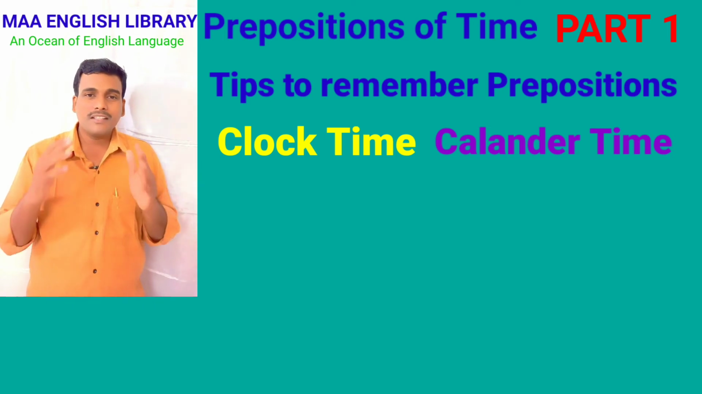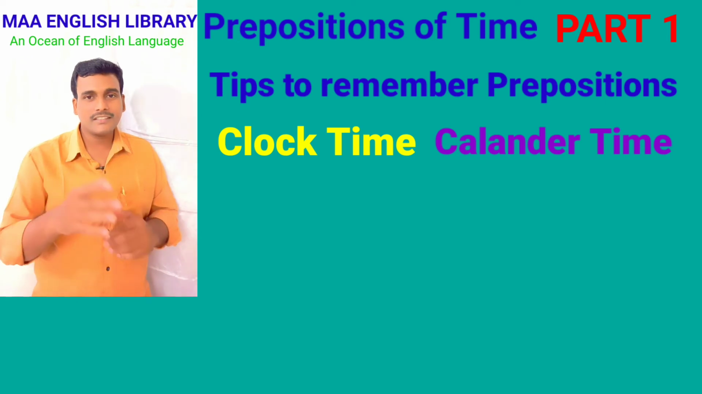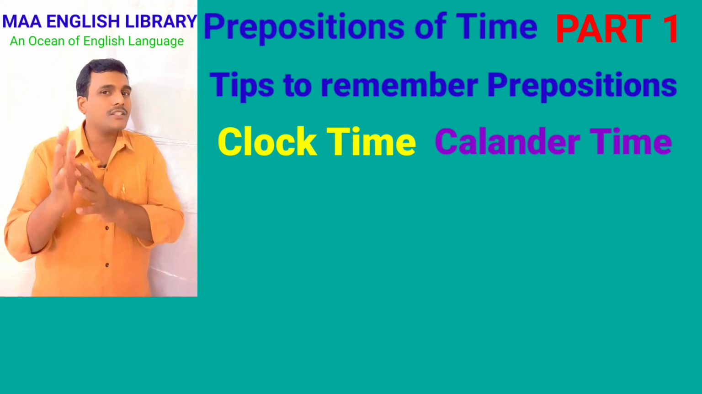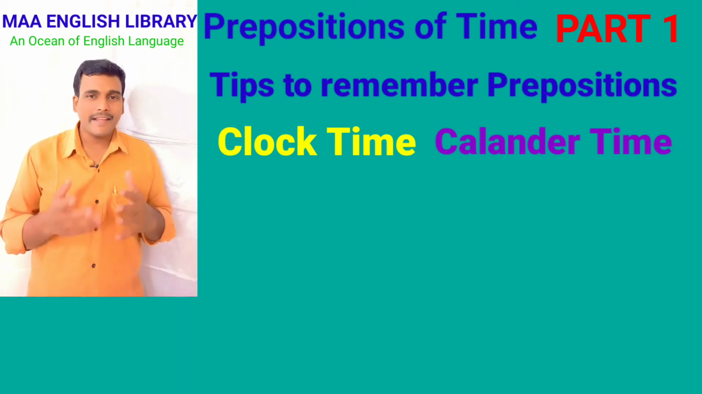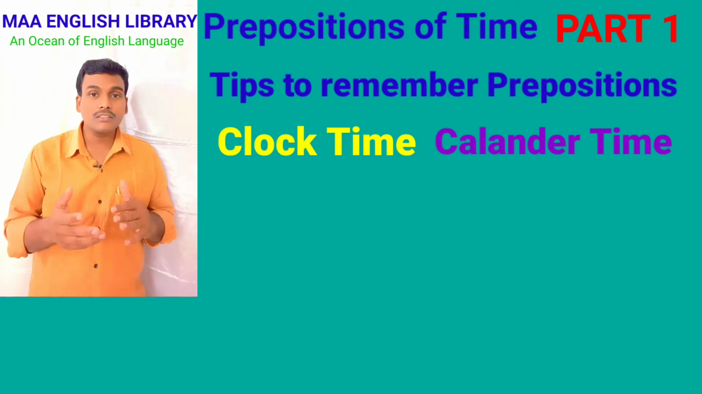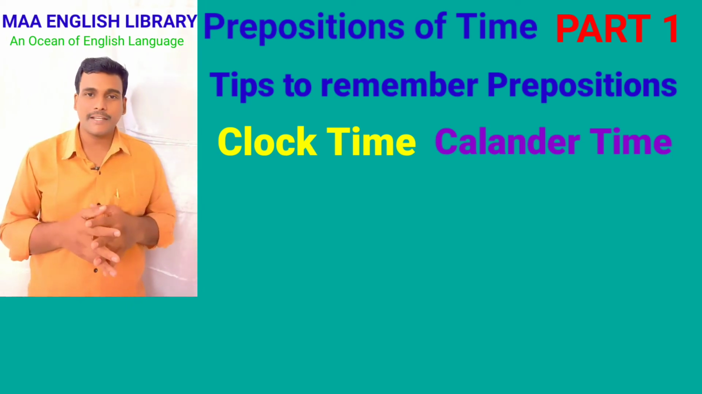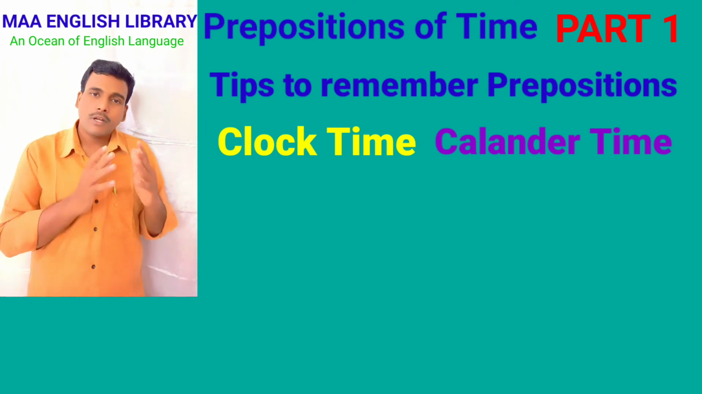Clock time means the time we indicate with the help of a clock. The time we indicate with the help of a calendar is called calendar time. Months, days, dates, years, all these are from the calendar, so they are calendar times. 7 o'clock, 10 o'clock, these are all clock times.